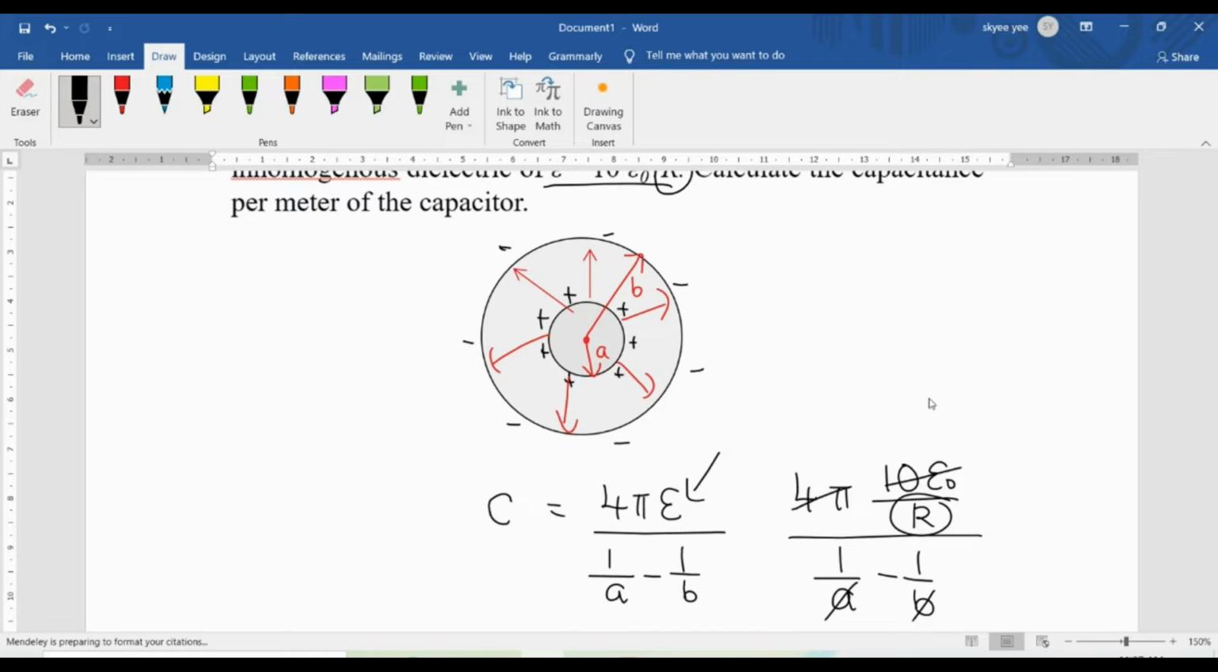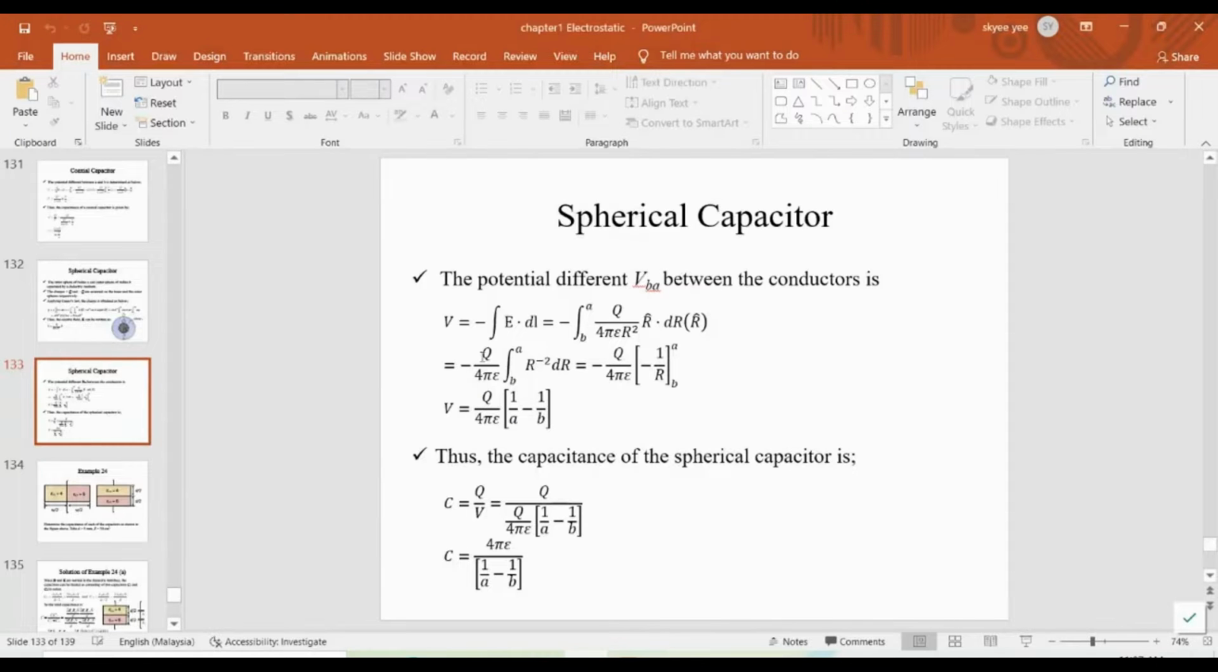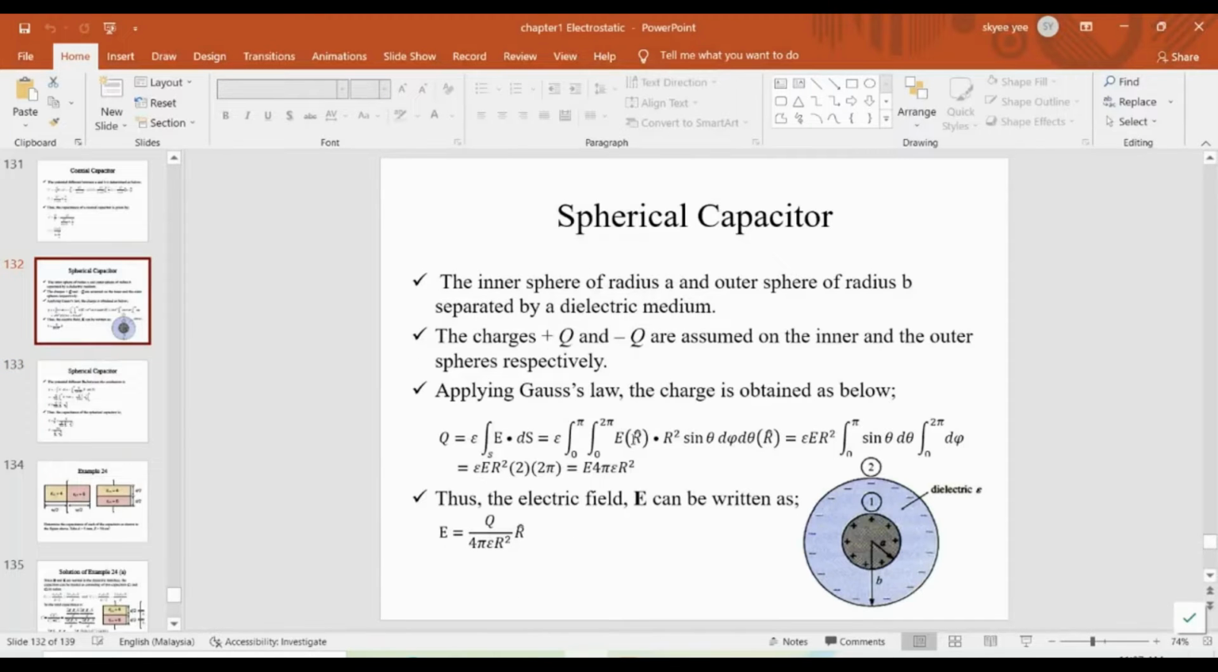For this inhomogeneous dielectric, you have to remember that you have to rederive the equations. Why do I have to rederive? You can look at the calculations over here. We always begin with Gauss's law. When you proceed with Gauss's law, you can get this, and then you can get the formula for the E.